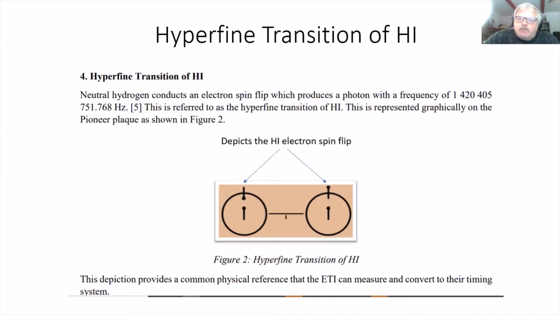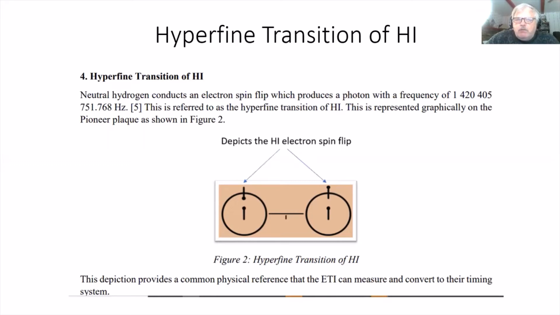The hyperfine transition of hydrogen is when the electron is spinning in a certain direction and it flips. Once it flips, it releases a photon at 1420.405 megahertz. A lot more digits there, which we needed. This diagram is supposed to represent the hydrogen flip, and an ETI physicist might be able to identify that as a hydrogen flip, and then look up that frequency.